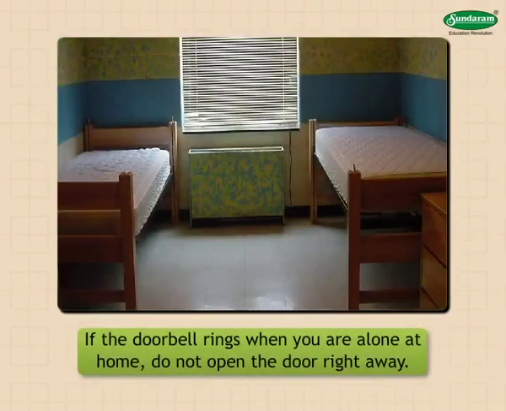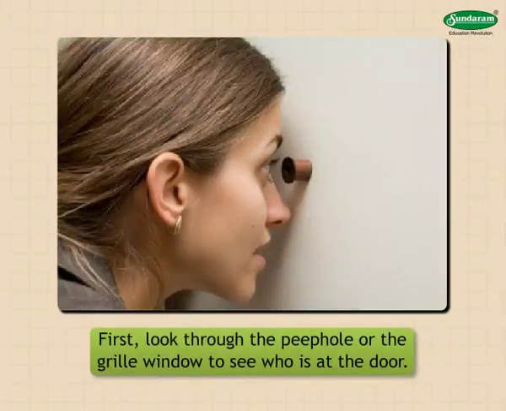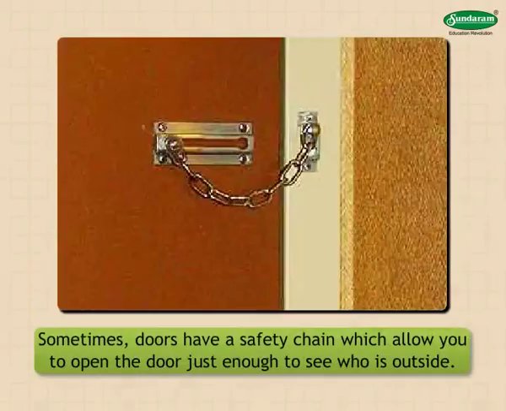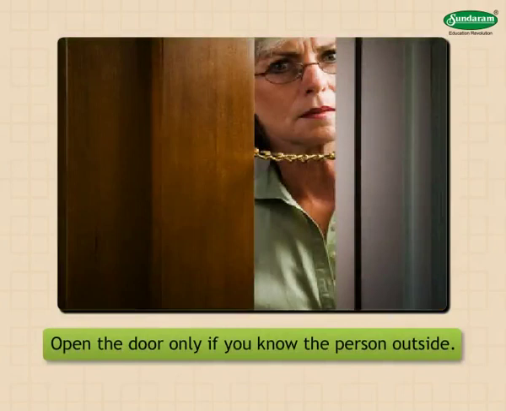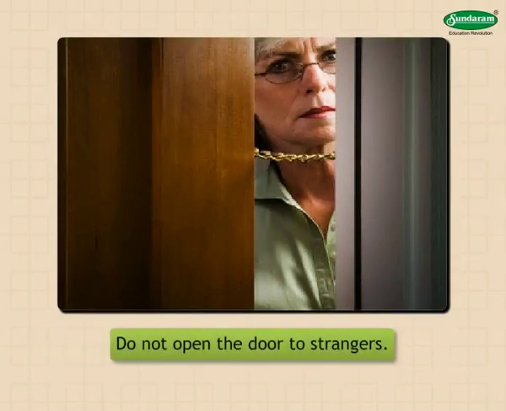Remember, if the doorbell rings when you are alone at home, do not open the door right away. First, look through the peephole or the grill window to see who is at the door. Sometimes, doors have a safety chain which allow you to open the door just enough to see who is outside. Open the door only if you know the person outside. Do not open the door to strangers.